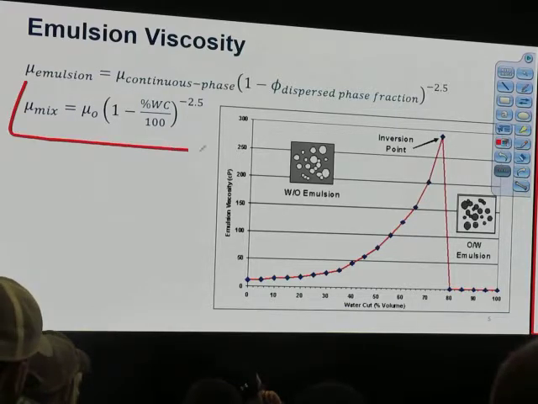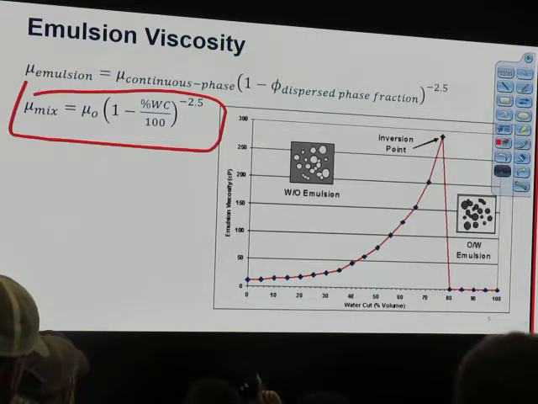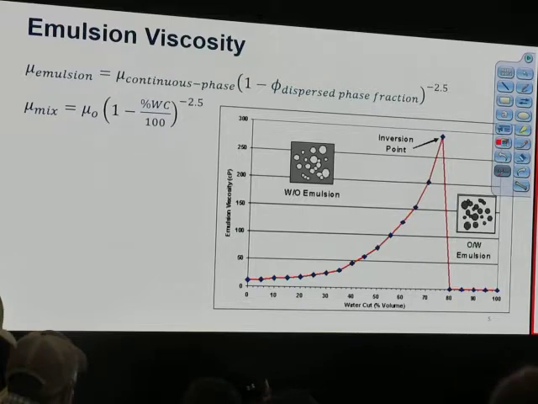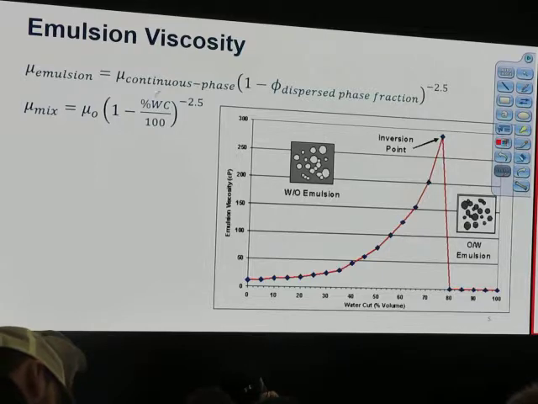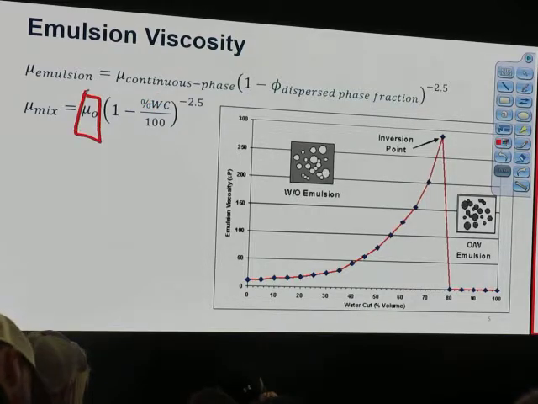Before that, let's take a look at emulsion viscosity. This equation, yes, please write it down. It's very easy. Mixture viscosity is oil viscosity multiplied by (1 minus water cut, percent water cut divided by 100, so this becomes a fraction) to the power of minus 2.5. This equation is for the case where oil is the continuous phase and we have small droplets of water in it.